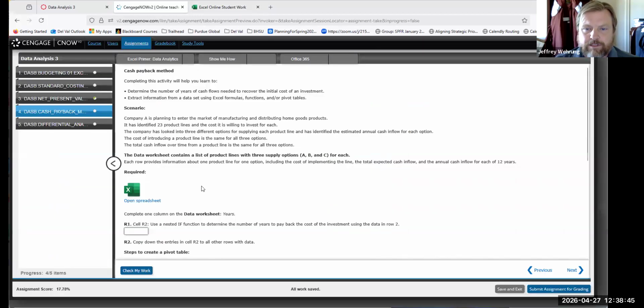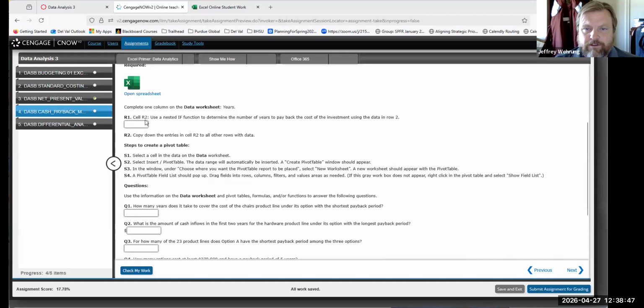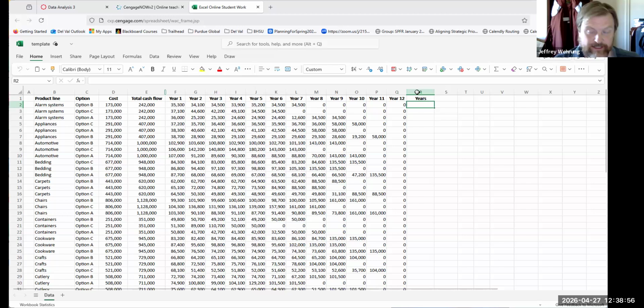So we look, okay, question number one. Cell R2, use a nested if function to determine the number of years to pay back the cost of the investment using the data in row 2. Okay, a nested if function. This is going to be a long function, so if you can follow along, that'll be good. Otherwise, you can look at the end result.